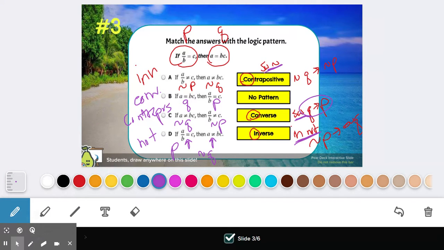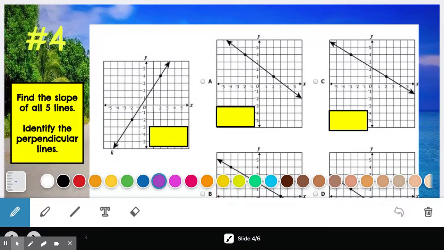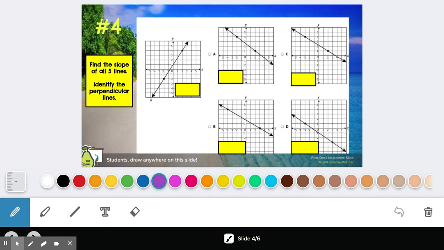I'll go to the next slide. There we go. Find the slope of all 5 lines. Identify the perpendicular lines. So slope is rise over run. I'm going to go 1, 2, 3, 4, 5, 6. Then 1, 2, 3, 4. This is 6 over 4.